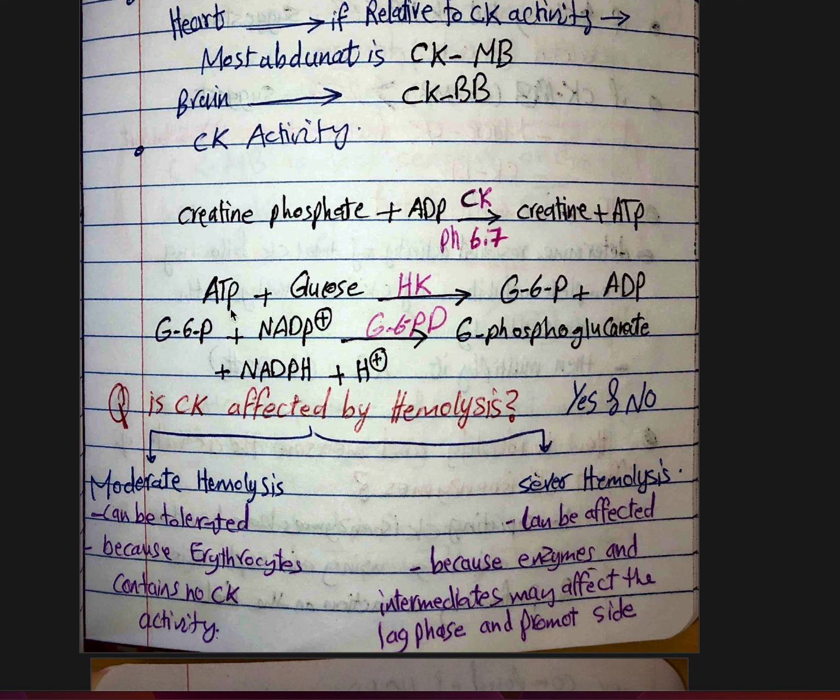And we have also another reaction: ATP plus glucose by the hexokinase. Hexokinase means we add a phosphate group to the glucose, so it will be turned to glucose 6-phosphate plus ADP. And by the enzyme called glucose 6-phosphate dehydrogenase, that leads to 6-phosphogluconate. But we just focus that we change NADP positive to NADPH plus H positive, which means we can measure it by photometry, at an absorbance of 340 nanometers.